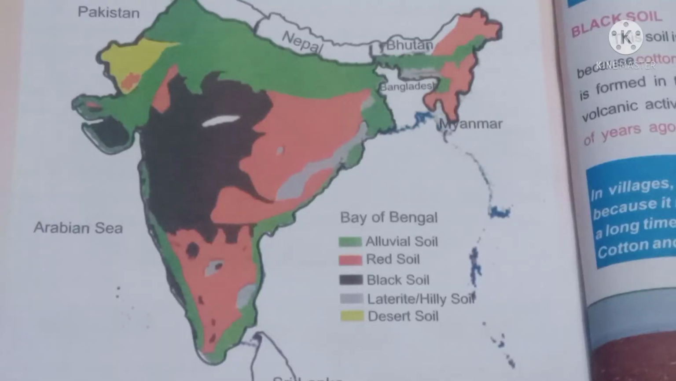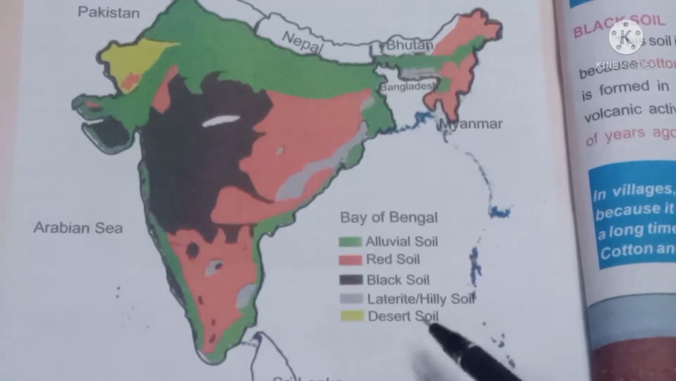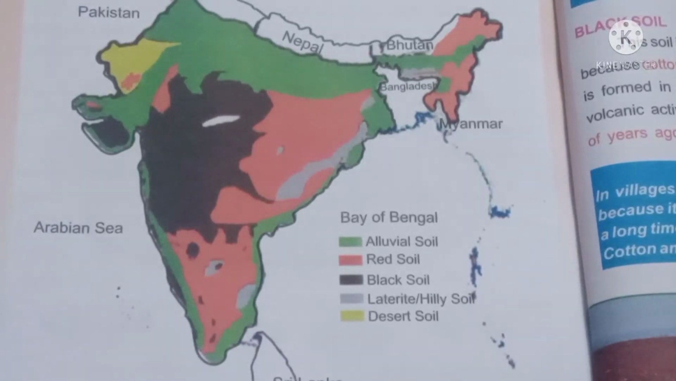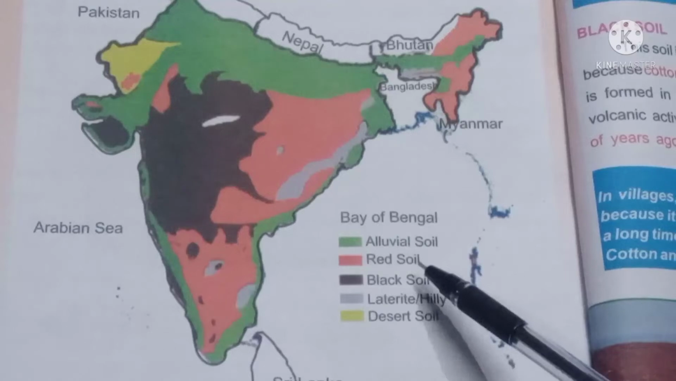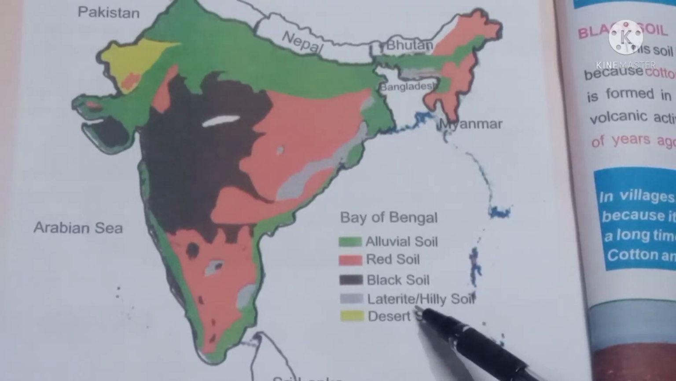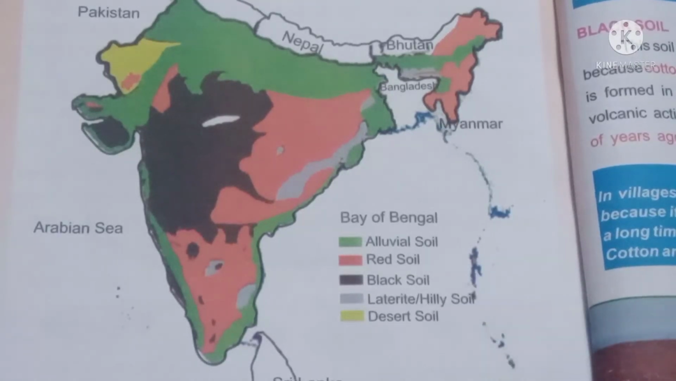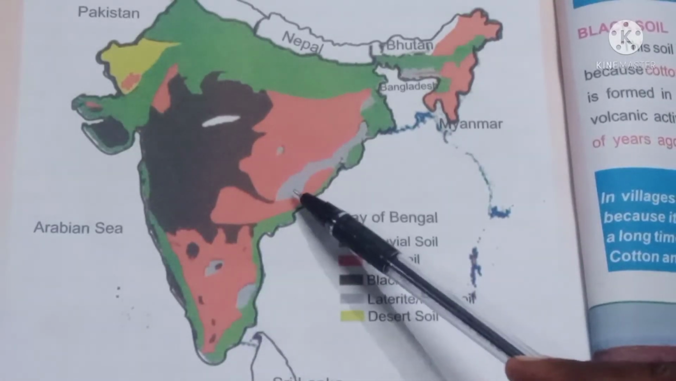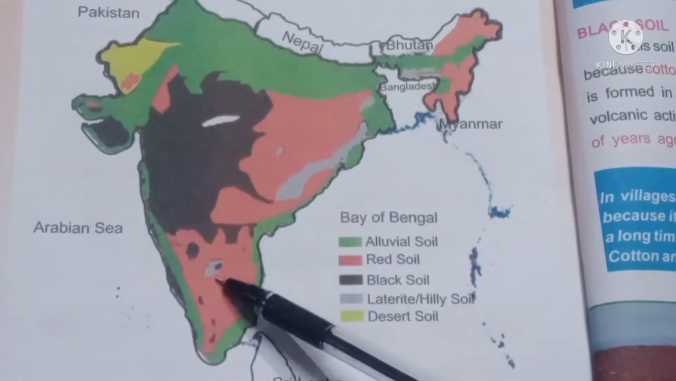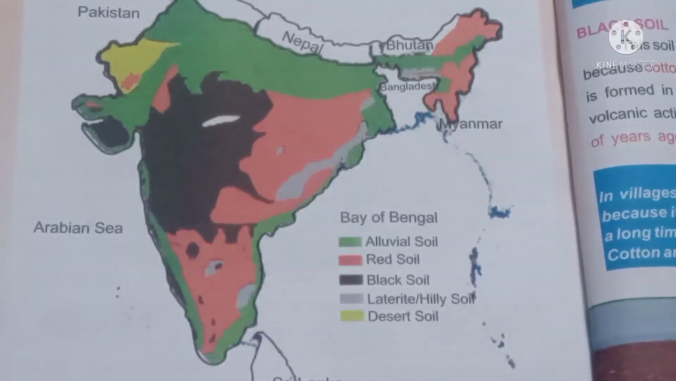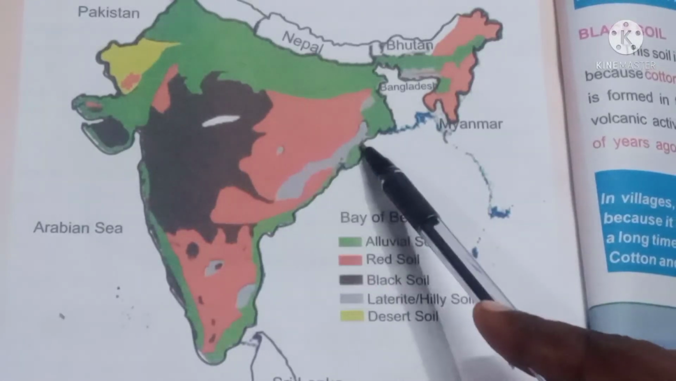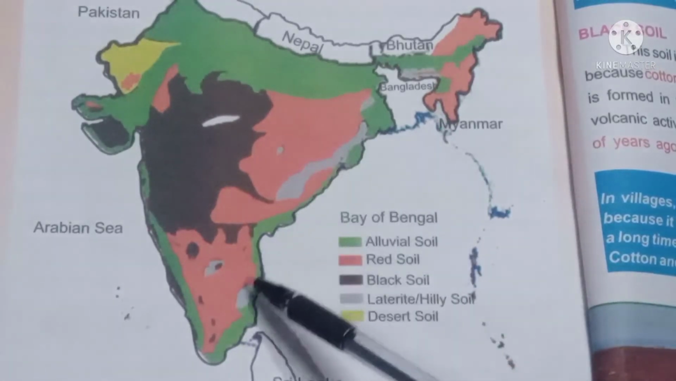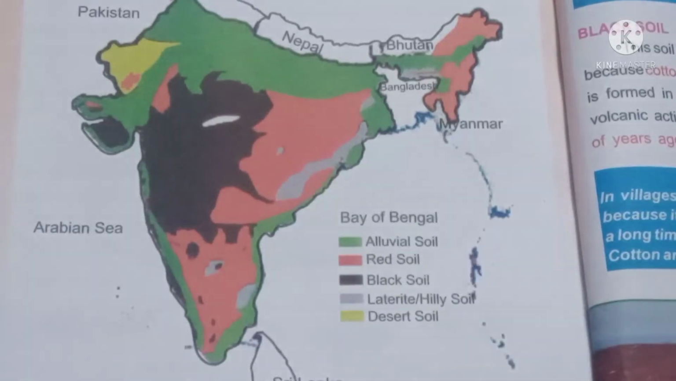Students, now we will see about the laterite or hilly soil. So far we learnt alluvial soil, red soil and black soil. Now we are going to learn about laterite soil. What color is laterite? See here, we can see the grey color. So this is called laterite soil. Laterite soil is found mainly in plateaus, so it is a plateau region. And we can see mountains also in this area.